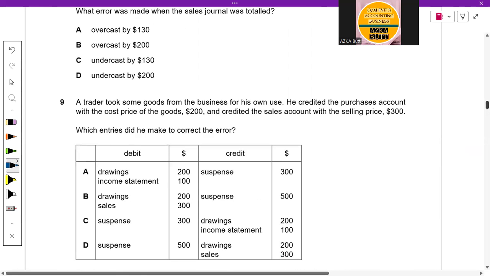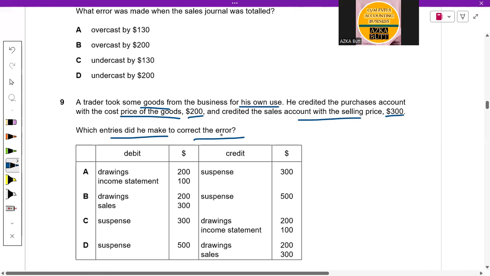Okay. Now let's see question number 9. A trader took some goods from the business for his own use and he credited the purchases account with the cost price of the goods, which is $200, and credited the sales account with the selling price, which is $300. Which entries did he make to correct the error?